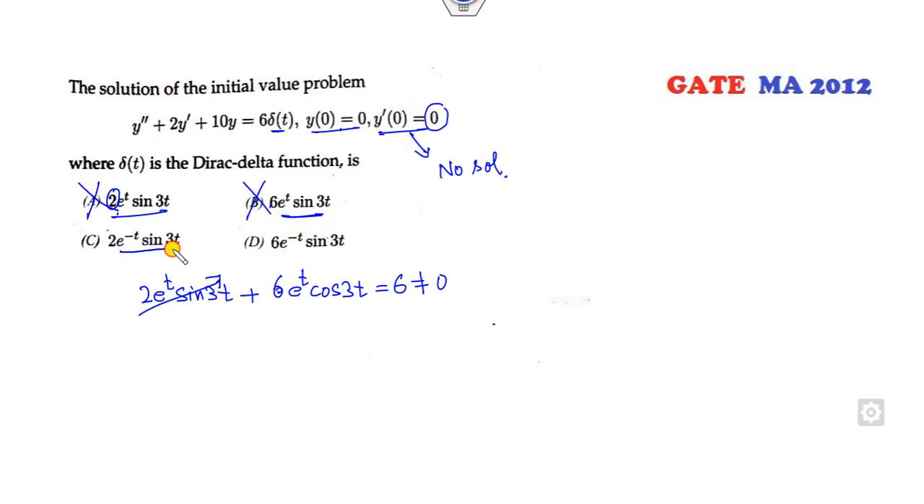It will be my e raised to power. So I can take that derivative. It will be my minus sine of 3t. And then it will be plus 6 e raised to power minus cos of 3t. So clearly this will be my 0. This will be 6, which is non-zero. So this option will also be cancelled. Again it is similar to this, only the difference is the constant. So none of these is my right answer.